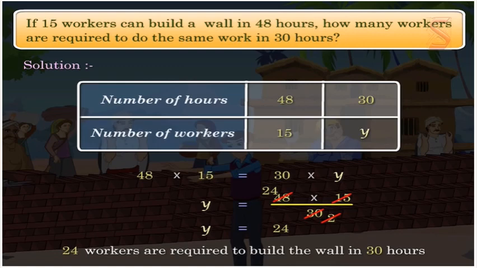So in 48 hours, we required 15 workers. To complete the same work in lesser time, we have to employ more workers than 15. So the number of workers here should be more, and it is 24. So exactly 24 workers are needed to build the same wall in 30 hours.